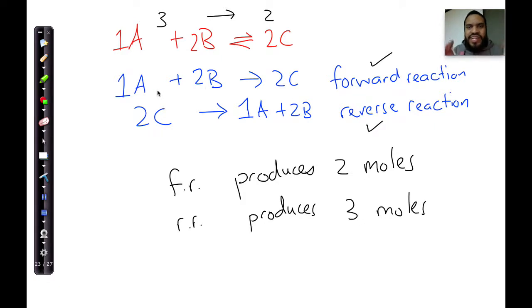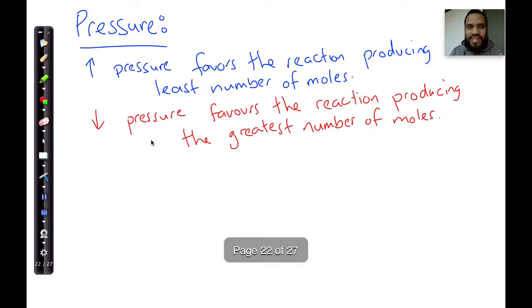So it clearly depends on what you are producing. In our hypothetical situation, an increase in pressure favors the reaction producing 2, while a decrease in pressure favors the reaction producing 3. Upping the pressure favors the one making fewer moles. Decreasing the pressure favors the one making more moles. I hope that is clear. There's the rule, so make sure you write it down. Let me give you one quickly and ask you what the effect is.